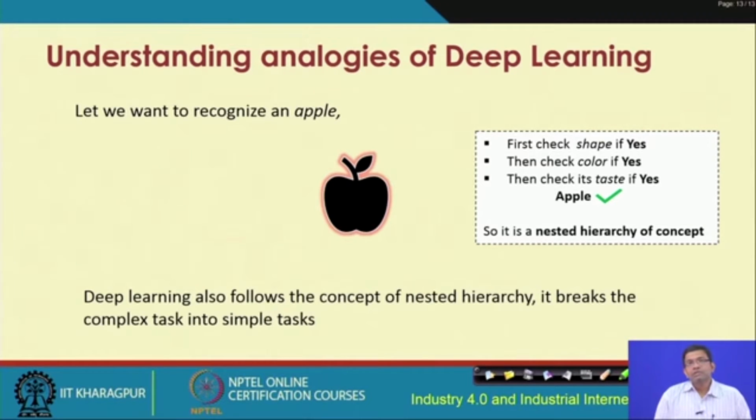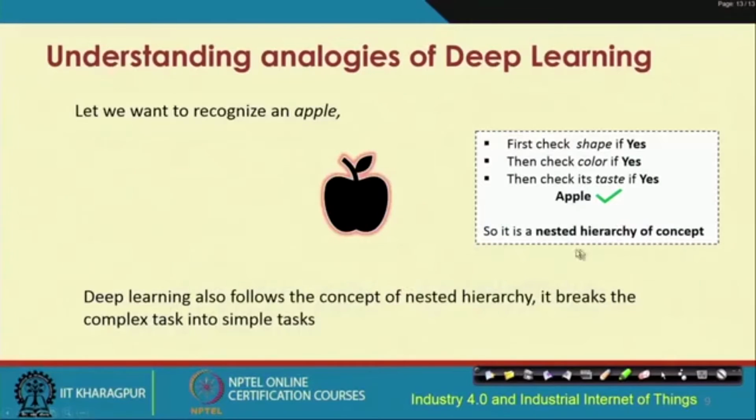So, you make this confirmation or recognition of an apple based on its shape, color and taste, and that is basically the nested hierarchy concept. Deep learning also follows the concept of nested hierarchy, and it breaks complex tasks into simpler tasks. This is just an analogy to make you understand deep learning better.